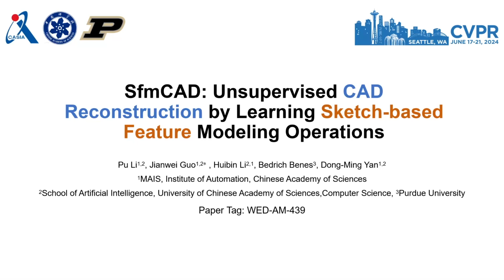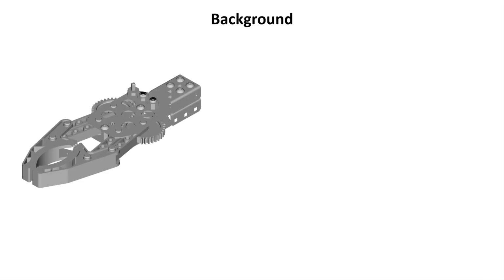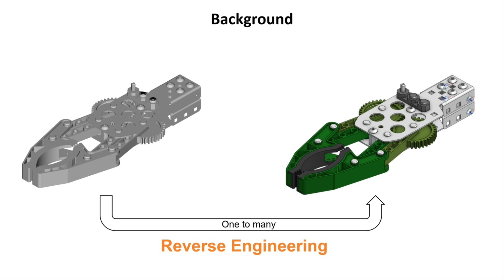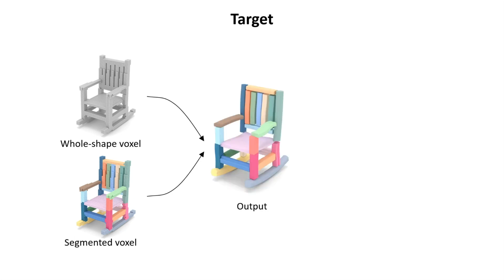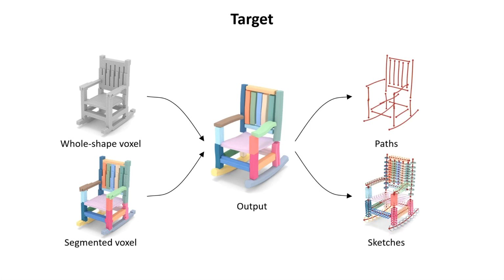This video will briefly introduce the fundamental concepts of SfmCAD. The conventional CAD production process involves converting a collection of parametric parts into a unified shape, while reverse engineering converts this unified shape back into multiple parametric parts. In this work, our input consists of 3D voxels, which can be either whole-shape voxels or segmented voxels. Our approach aims to output a CAD reconstruction of the 3D shape, including the path and sketch for each individual component.